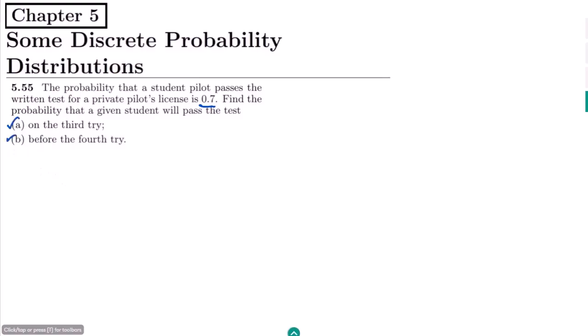Okay, so let me first write the given data here, that the probability that he will pass a test is 0.7, and he doesn't pass the test, let me call it Q, and that Q is 1 minus 0.7, that is 0.3. Okay, so this is the given data.